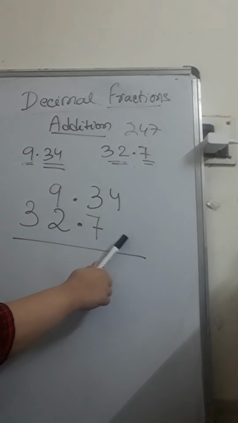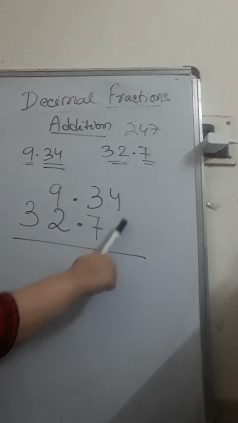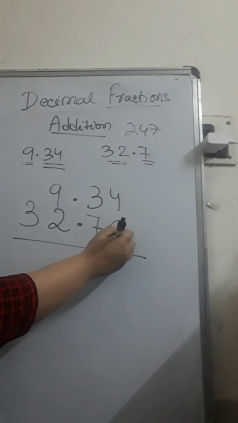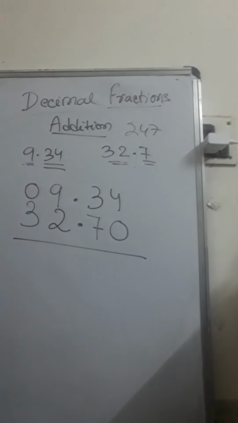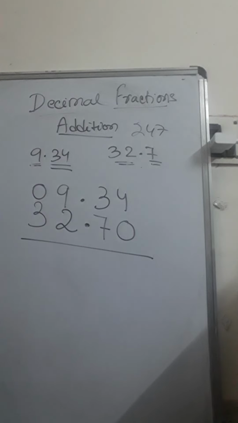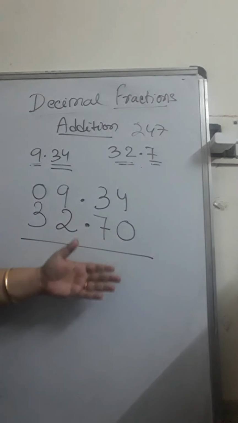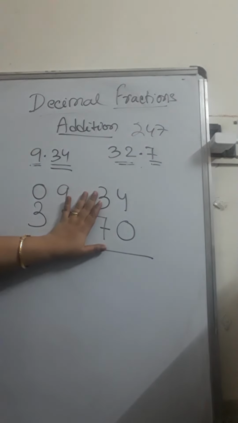That means after 7 you don't have anything, so nothing is under 4. Fill it up with 0. At the same time, on top of 3 you don't have any numbers. So 9 is alone. So write it as 09. And now you add. Now how to add it? Just normal addition as you have done. Don't think about the point. Don't get confused about the point.